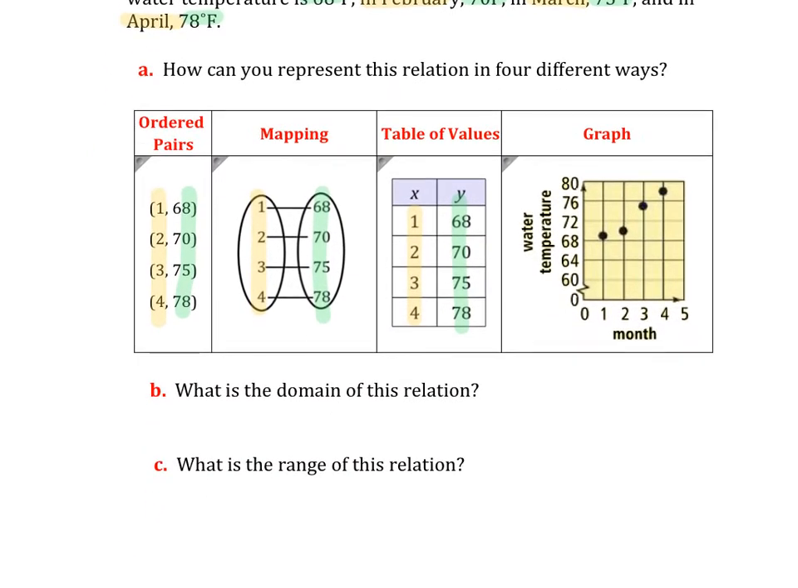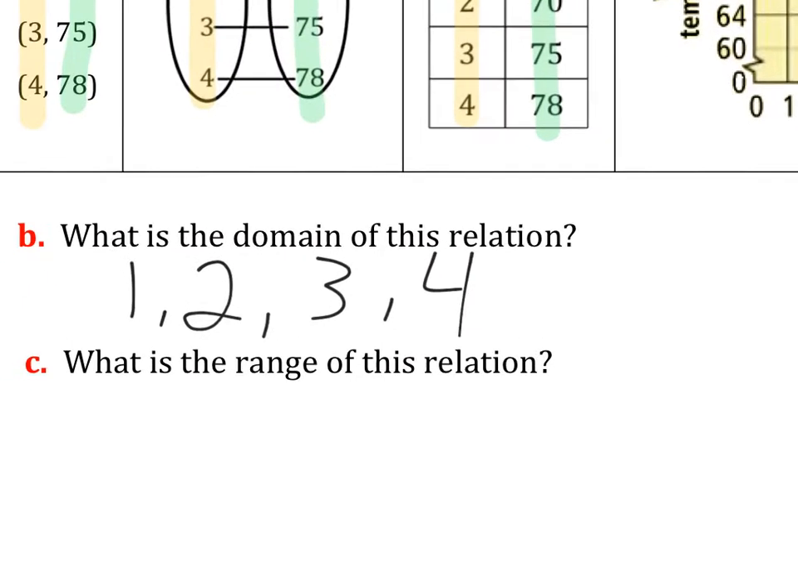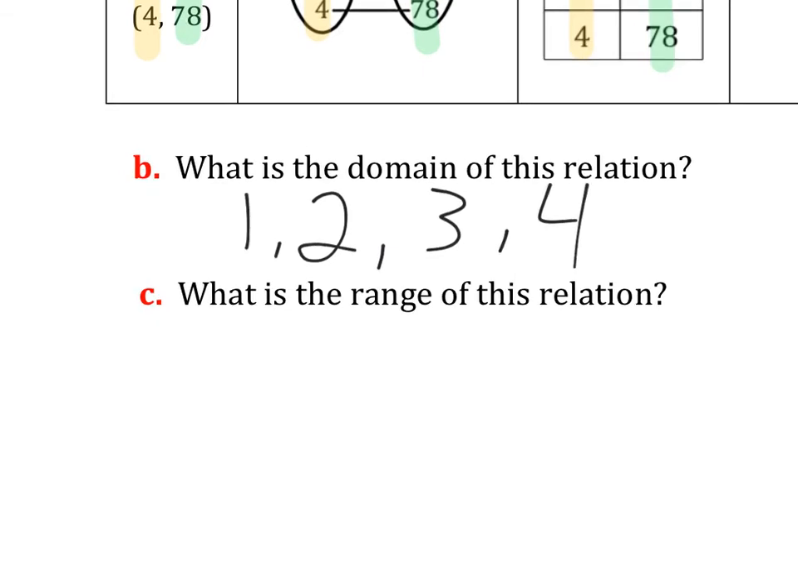So it's asking, what is the domain of this relation? Well, the domain here is going to be 1, 2, 3, and 4. Now when we write this out, we're going to have each one of these numbers separated by a comma because it's going to be a list. And to denote this as a list, we're going to use some notation. We're going to actually use braces. So the domain equals {1, 2, 3, 4}.